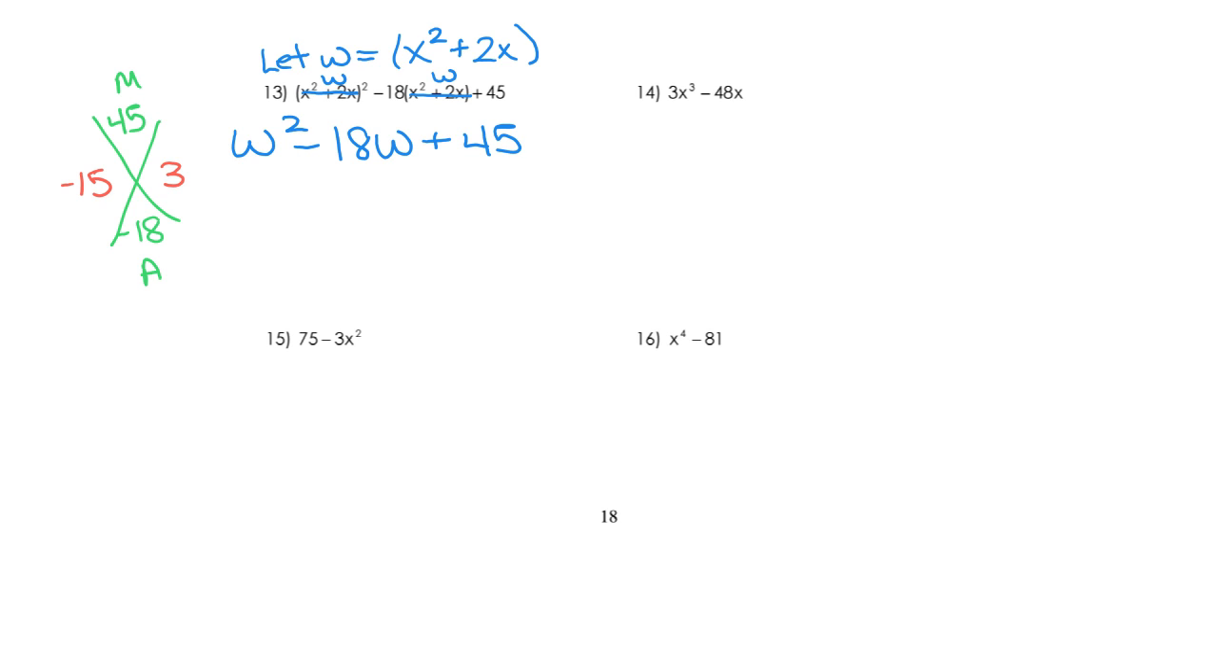To get a negative 18, both of them are going to have to be negative, which is good because a negative times a negative is a positive 45. All right. So we're going to go ahead and factor this easy trinomial. Go right to the factors because it's easy.